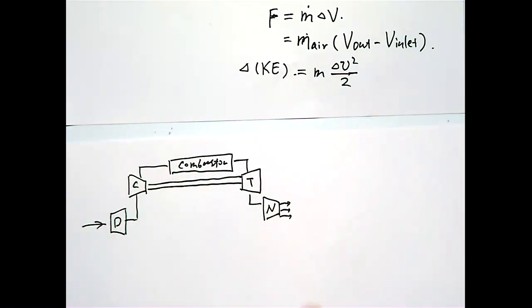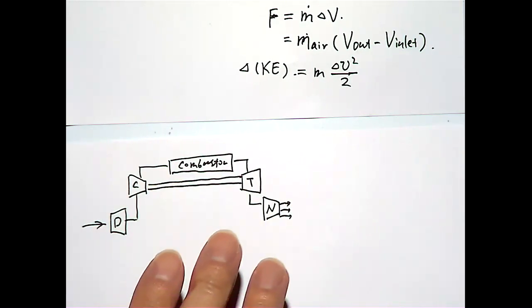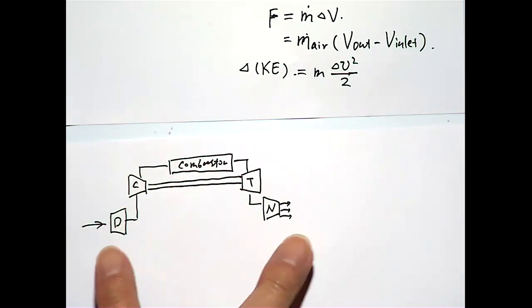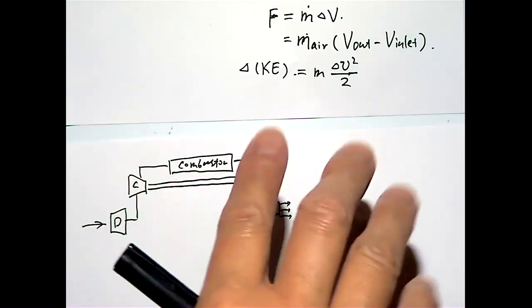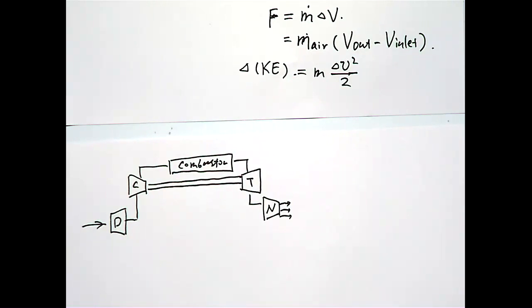All right, so this basic layout is similar to the Brayton cycle, except that we have two components, a diffuser and the nozzle. It does not always have a diffuser, but the nozzle is always there.